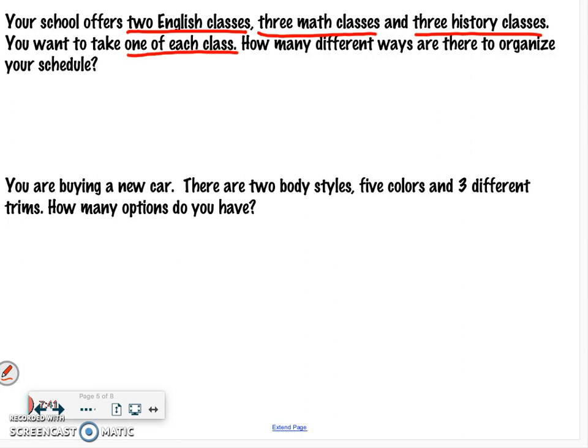So to figure out how many ways we can organize our schedule, we take our 2 English classes times our 3 math classes times our 3 history classes. You're going to end up with a total of 18 different ways. 18 different ways to organize your schedule.